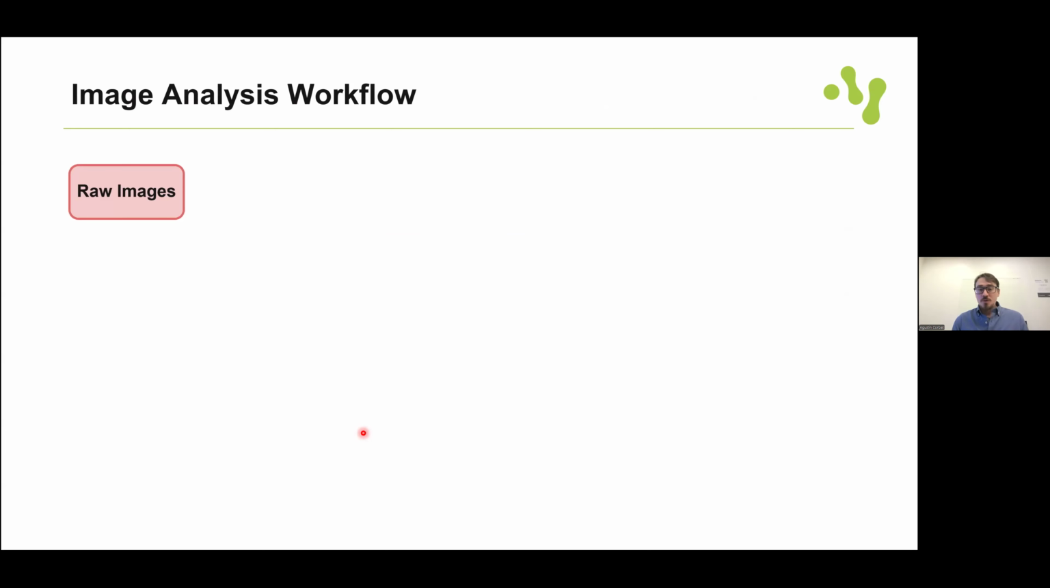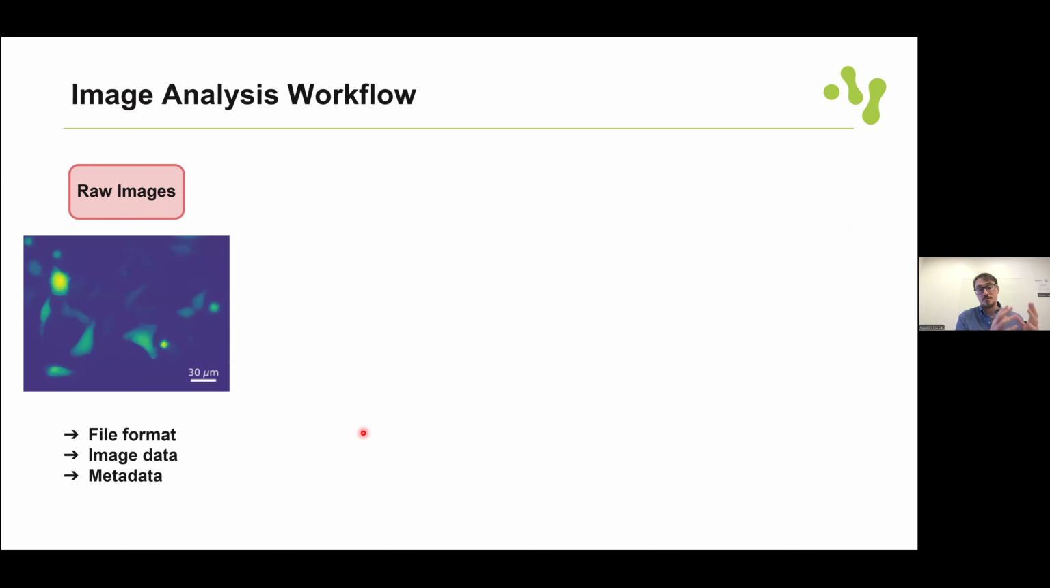So how is a typical analysis workflow? How do we see it? Well, you can start designing it from the raw images. As we discussed previously, we need to understand first how these digital images work, what is the file format we're going to use, image data and metadata. There have been a couple of lectures about the digital image, so I might go fast on some of these slides, but I want to refresh your memory.